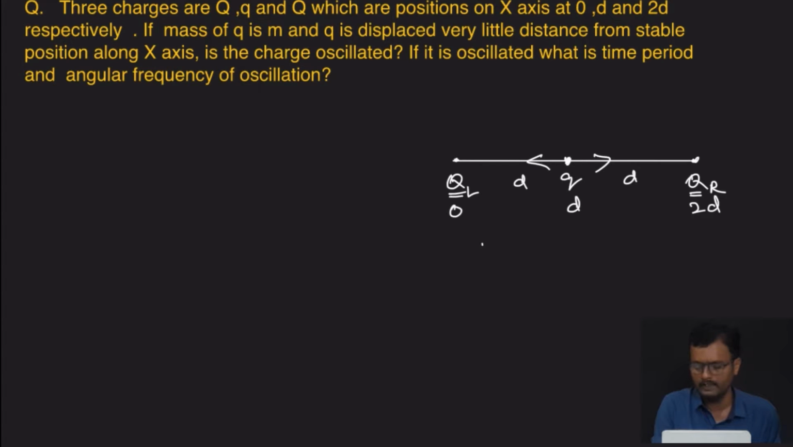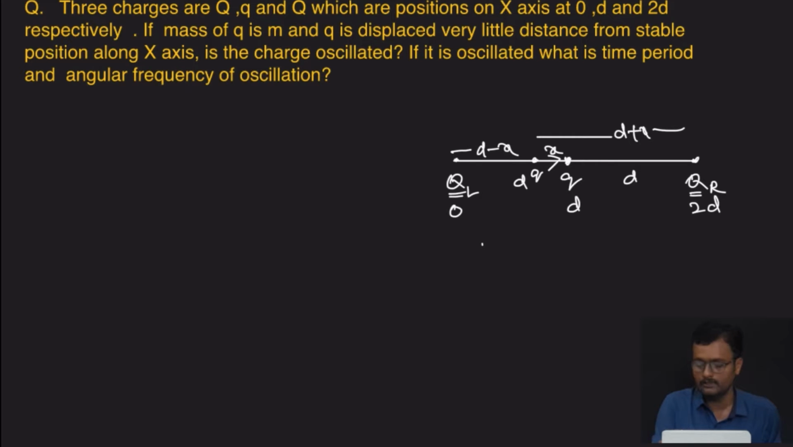Now q is displaced a very little distance, that is x, towards the left side Q. Then from Q left the distance becomes d minus x, and from Q right the distance becomes d plus x. The force on small q by the left side Q is more compared with the right side Q, because it is much nearer to the left side Q. Hence the net force we get is toward the right side, that means towards the equilibrium point. So q is moving toward the right side.